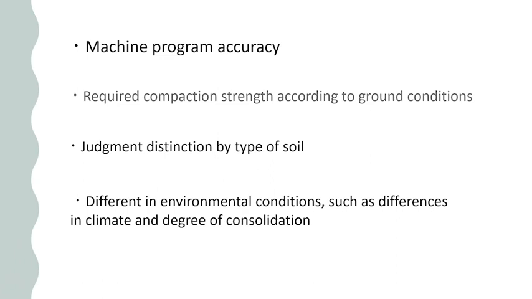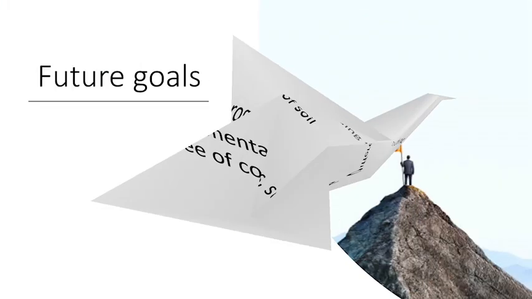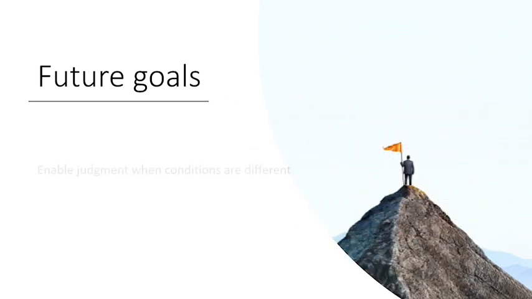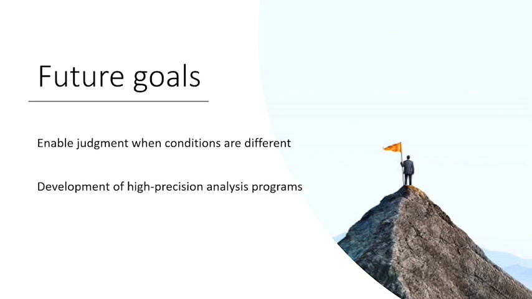Differences in changing rolling compaction trend due to ground conditions. Match the soil type. I think it's a difference in environmental conditions depending on the location, such as the climate and the degree of consolidation of the ground. As a future prospect, I would like to develop an advanced image analysis program that can be used to make judgments under different conditions, such as the type of soil. Also, when it is implemented, we have not been able to confirm the extent to which the camera can be attached and judgment can be made.